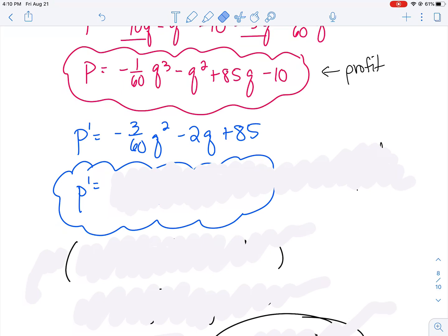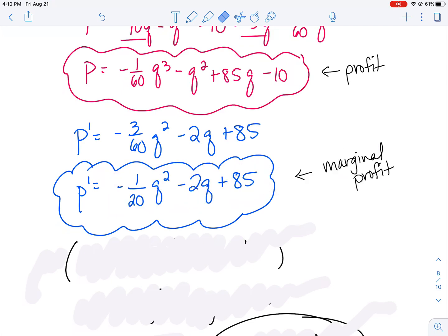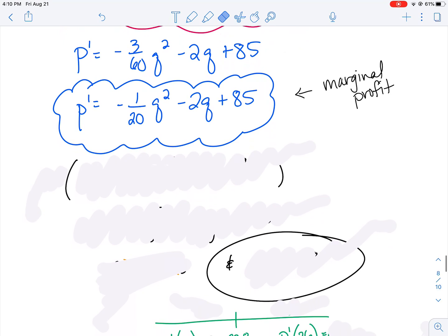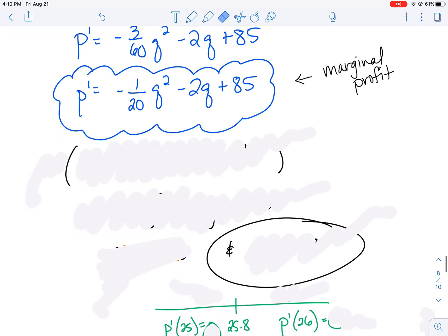When I found the derivative, I got negative 3 over 60 q squared minus 2q plus 85. I reduced that a little bit and got negative 1 over 20 q squared minus 2q plus 85. This is the derivative of profit. This is my marginal profit. This is the rate at which the profit is changing, right? All different interpretations for the same thing.